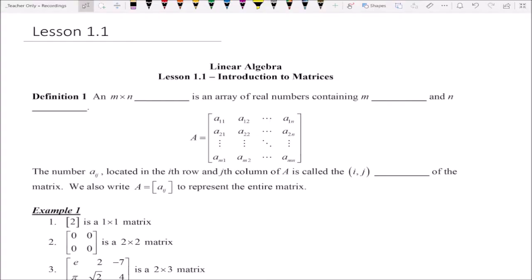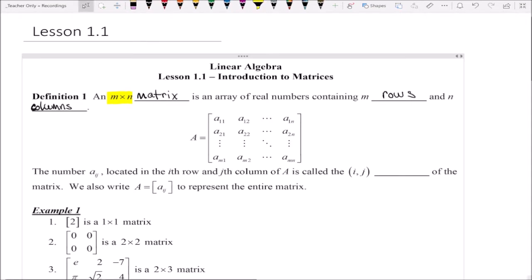An m by n matrix is simply an array of real numbers that contains m rows and n columns. So when you're looking at the size of a matrix, m by n, it's always the number of rows by the number of columns. Written out, a matrix is represented in this way.